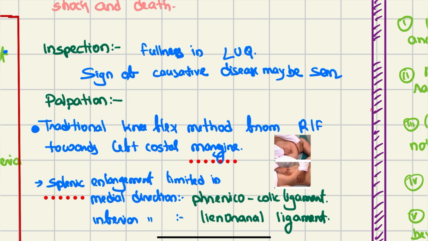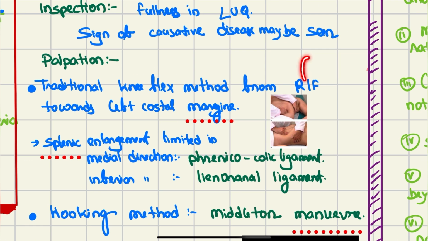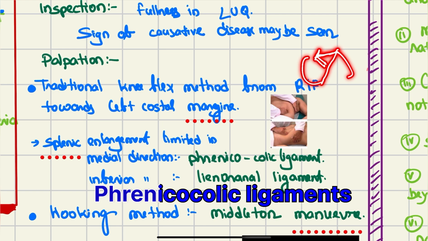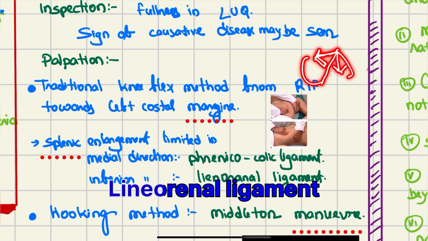Traditionally, what we do, we flex the knees of the patient to relax the abdomen, and we palpate the spleen from the right iliac fossa to the left costal margin. Generally, the spleen is enlarged from the left upper quadrant to the right iliac fossa. Its medial enlargement is limited by the phrenicocolic ligament. Its inferior enlargement is limited by the lienorenal ligament.